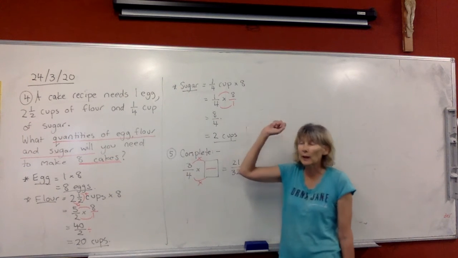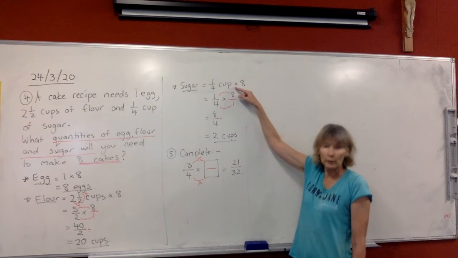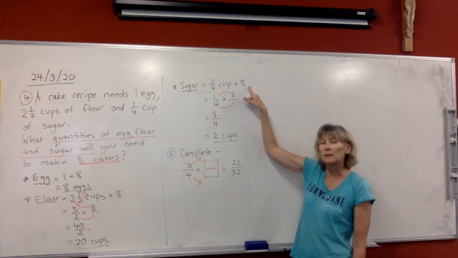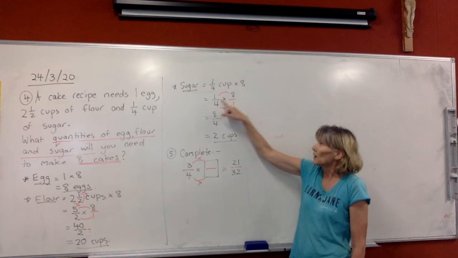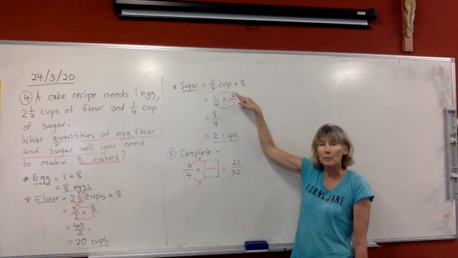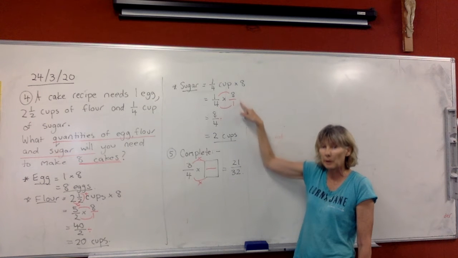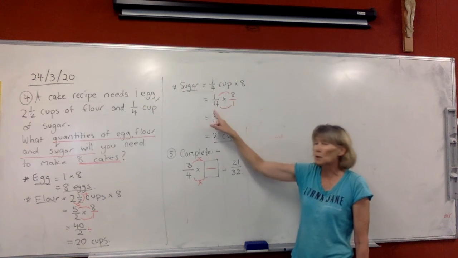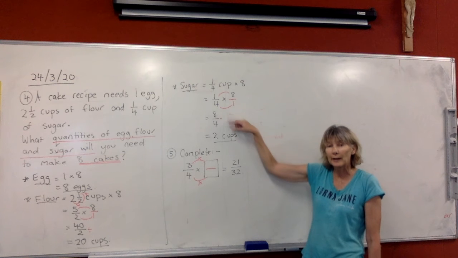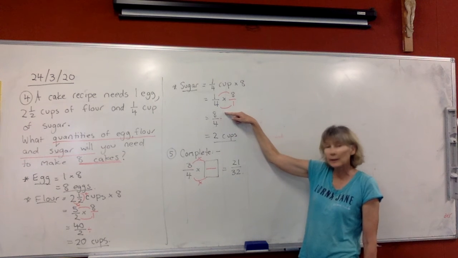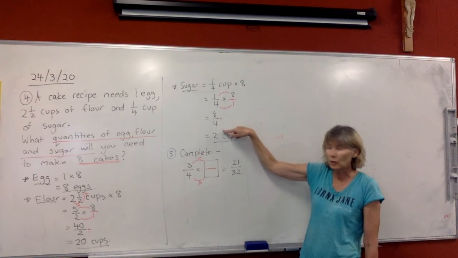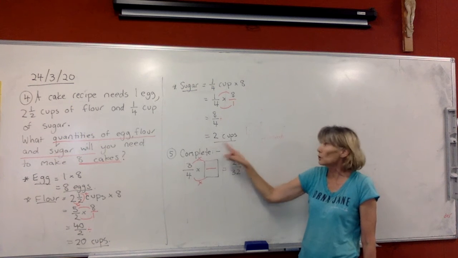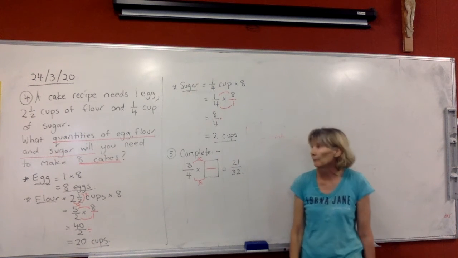Over here for sugar, the sugar needed a 1/4 cup for 1 cake. We're timesing it by 8 for 8 cakes. So it's a 1/4 times 8, but remember the whole numbers have to be over 1. Times your tops times your bottoms will give you 8 over 4. If you read this, it says 8 divided by 4, which you all know is 2. So it's 2 cups of sugar.